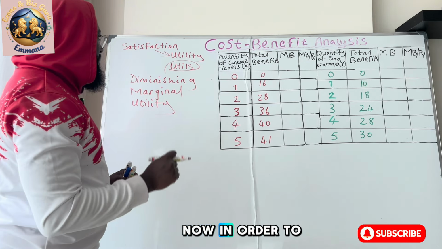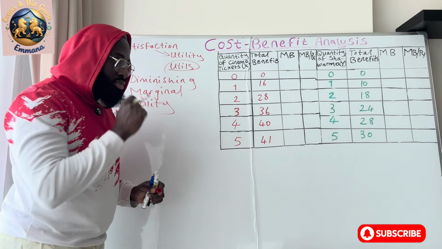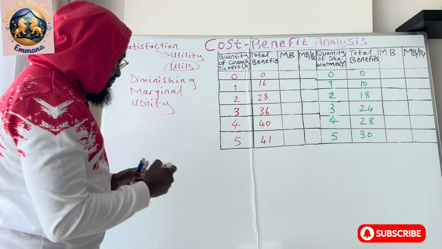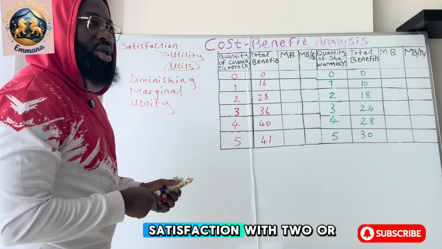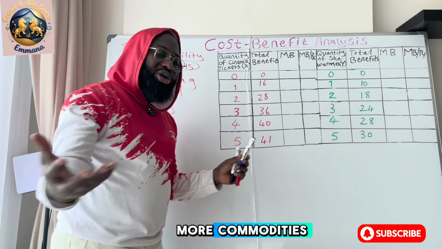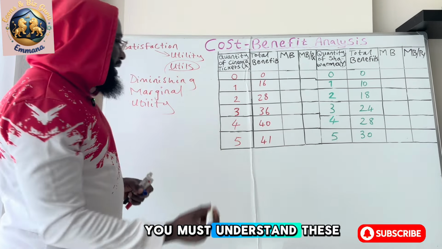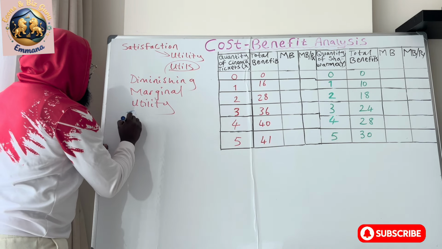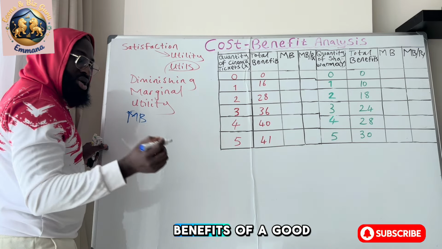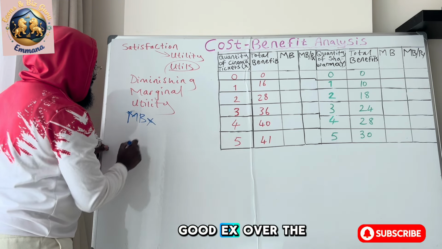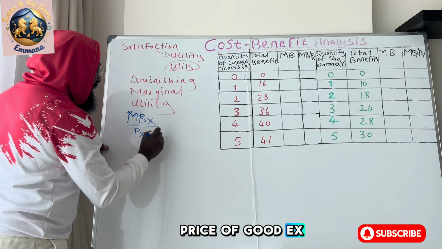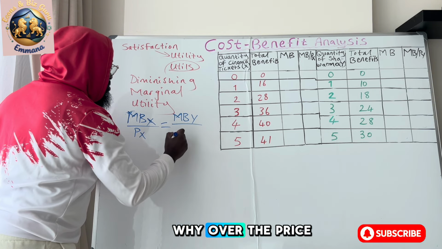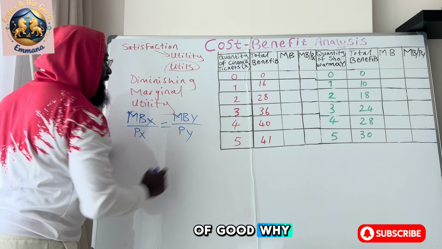Now, in order to understand how you can optimize satisfaction with two or more commodities, you must understand these concepts. The marginal benefit of good X over the price of good X should be equal to the marginal benefit of good Y over the price of good Y.